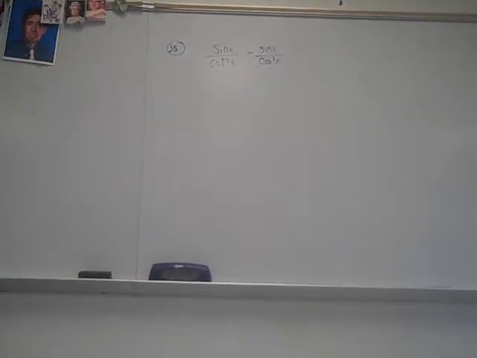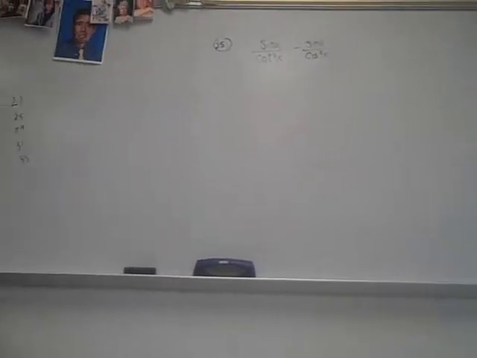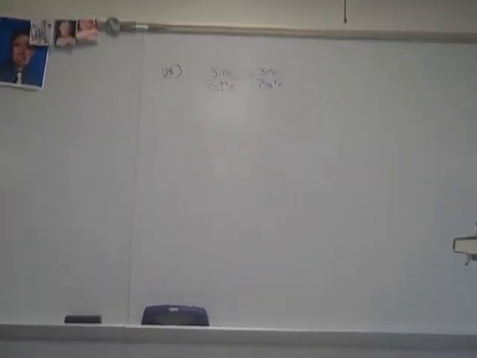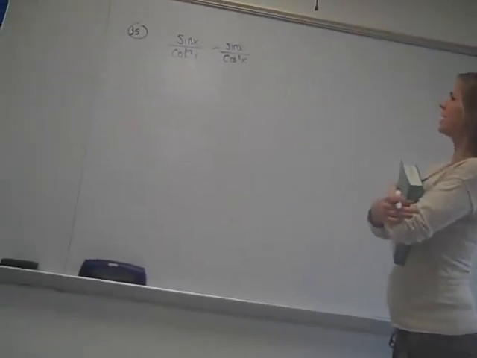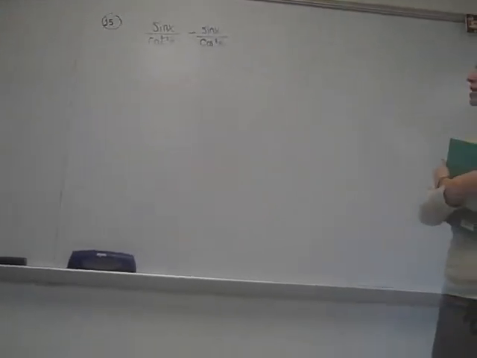All right, number 35. What am I supposed to do? Reduce this, get it simple. I'm sorry that I didn't finish my homework. That's really bad. I'm a terrible person. All right, so I guess.